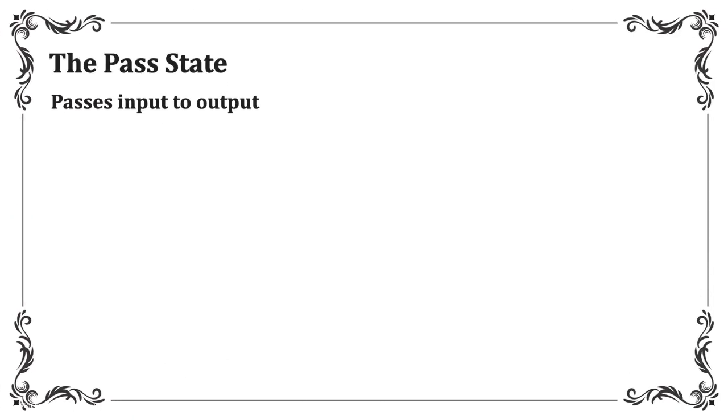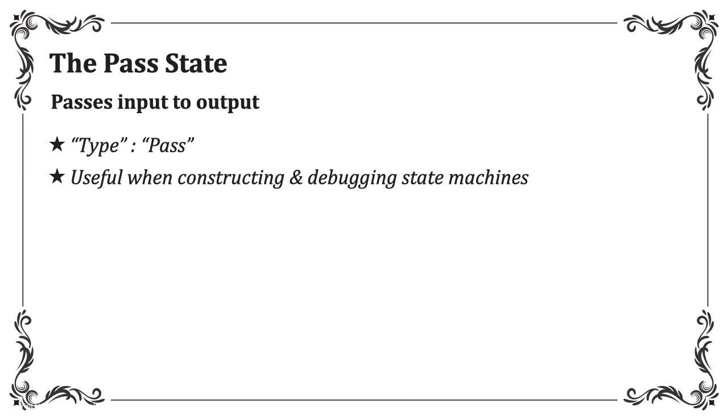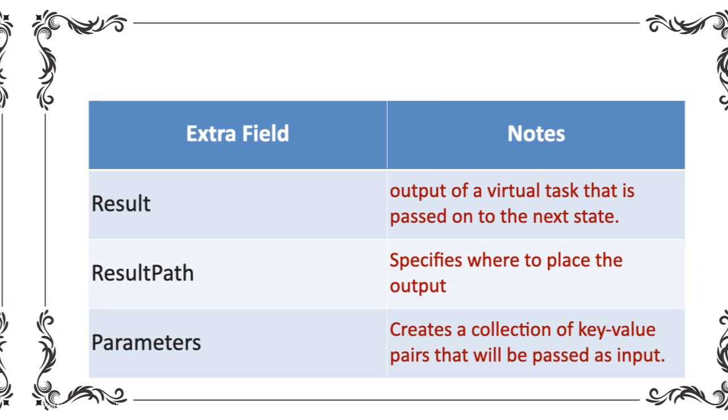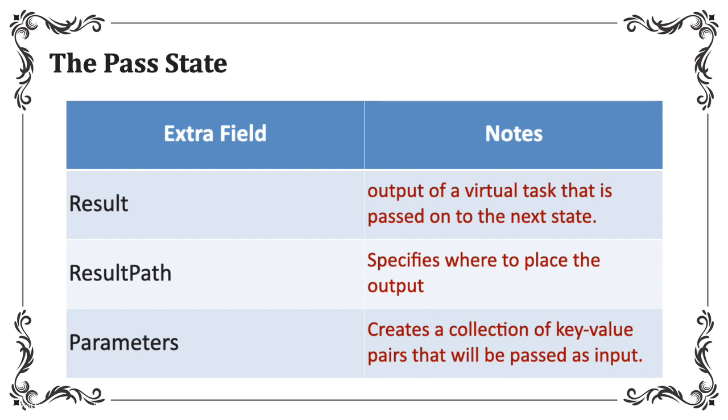The Pass state has a type of Pass as its argument. It passes the input to the output without performing any work. So Pass states are useful when constructing and debugging state machines. In addition to the common state fields, Pass states allow the following optional fields.